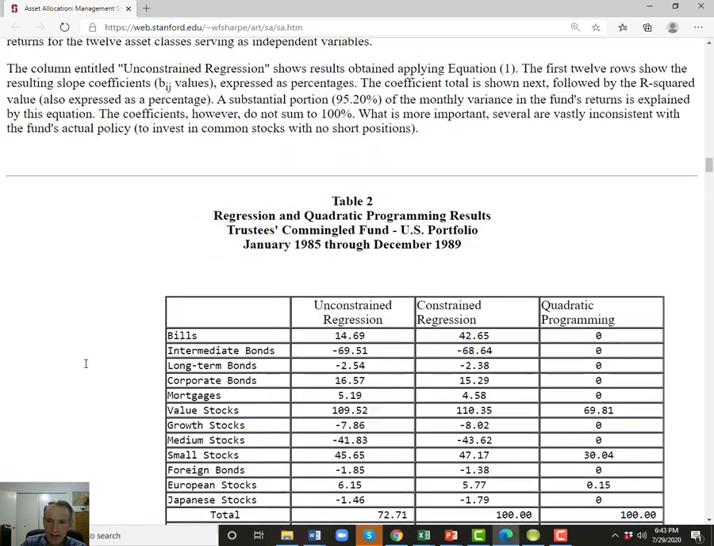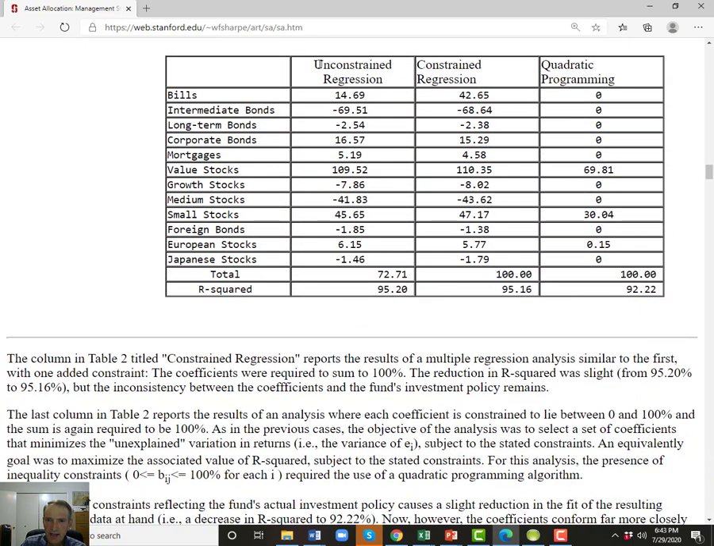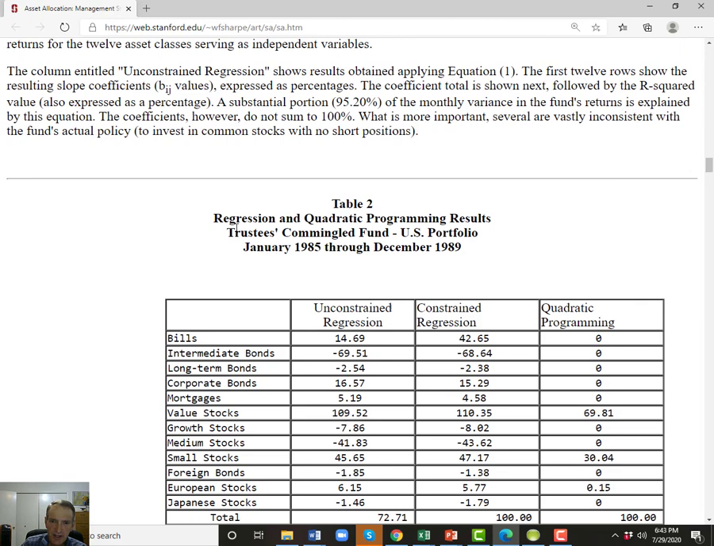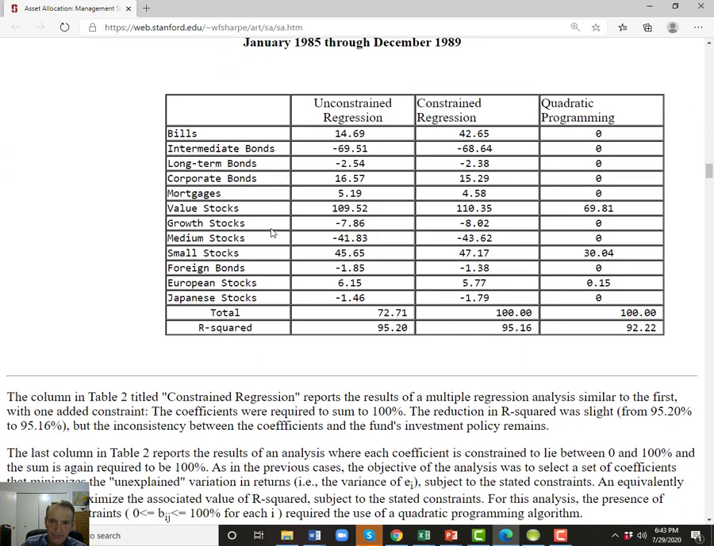He ran his analysis 3 times. He did an unconstrained regression, a constrained regression, and then another constrained regression. And the first regression he ran, he got an R-squared of 95%, which means with this allocation, he could explain 95% of the volatility of this fund, or 95% of the risk of this fund.